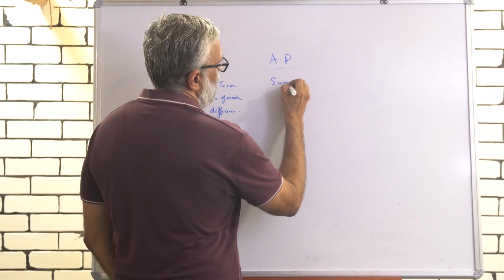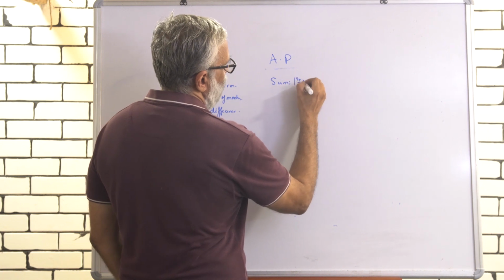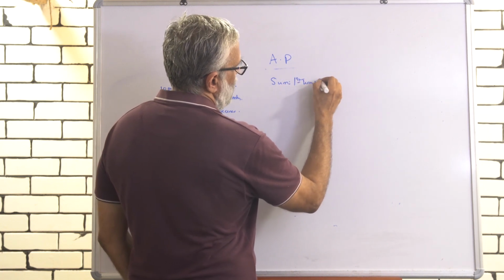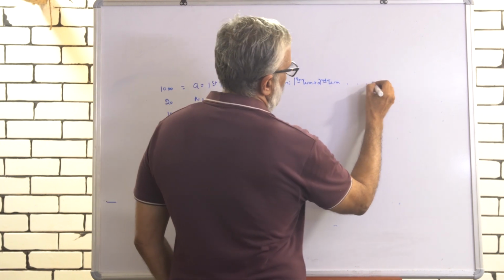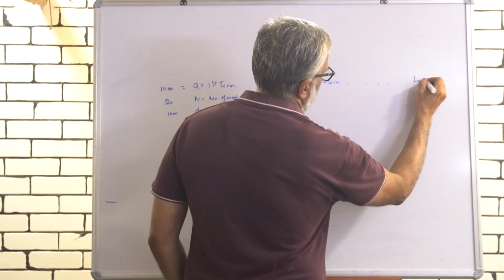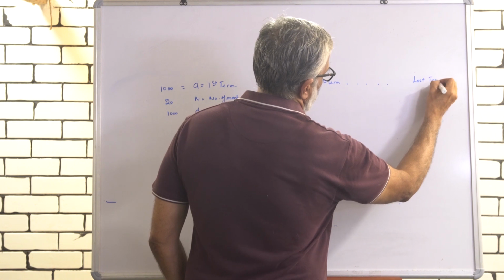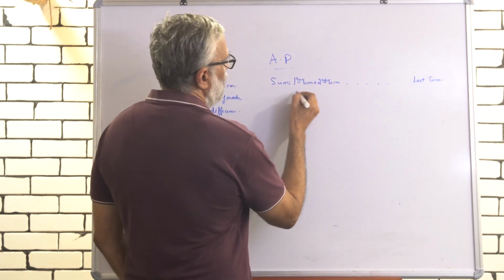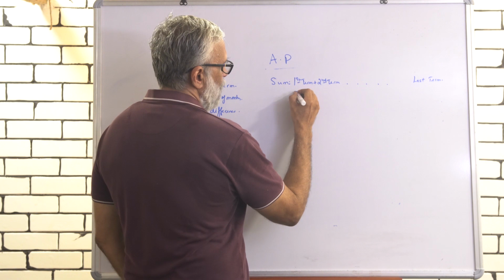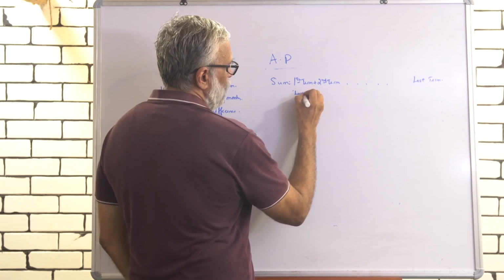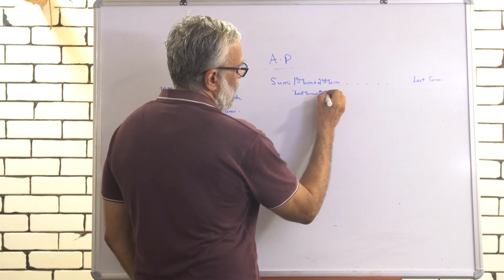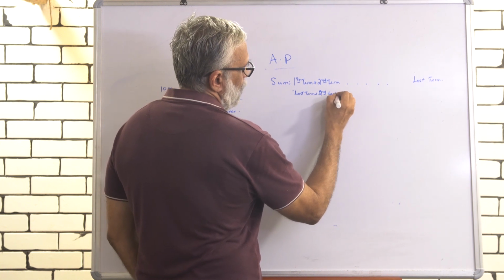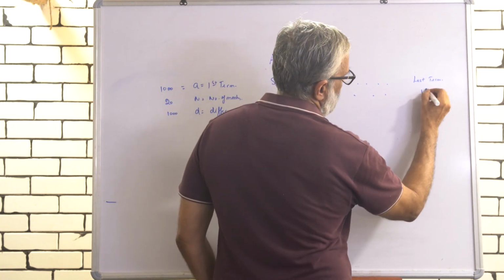So sum is equal to first term plus second term and so on to the last term. I'm writing this in the reverse order. Last term plus second last term and so on to first term.